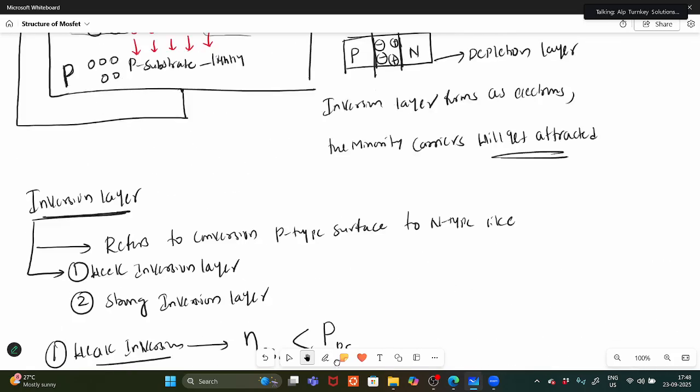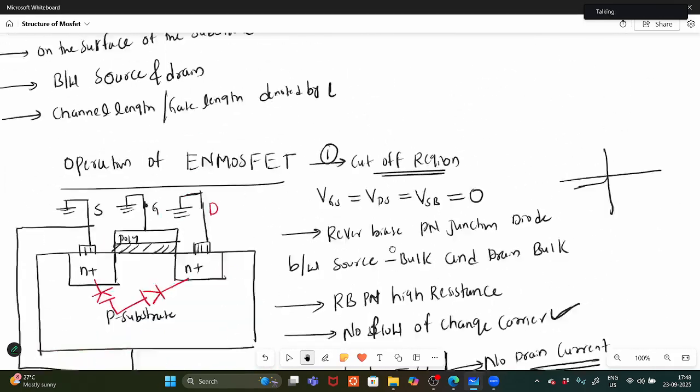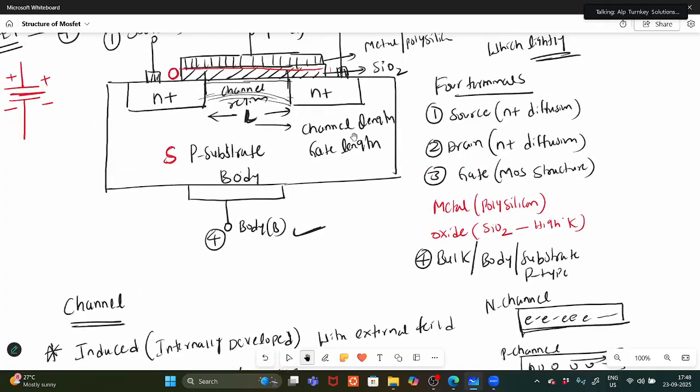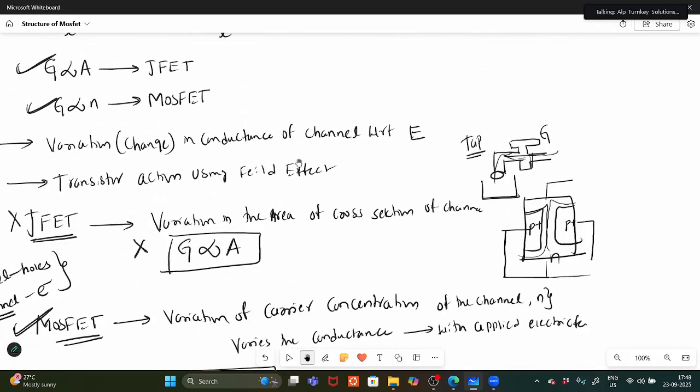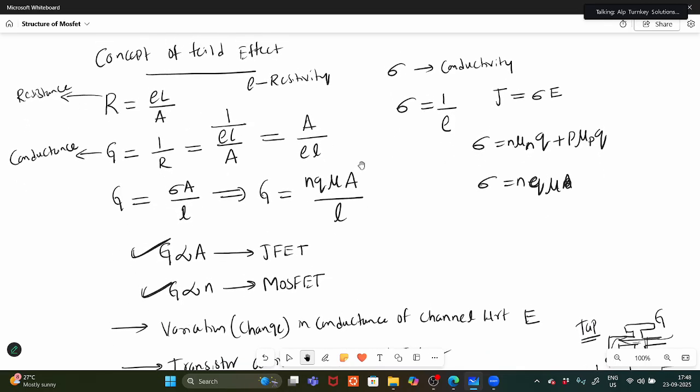So today we discussed this field effect. Electric field is nothing but what? In semiconductor physics, we already studied E equal to minus del V, you got it now. E equal to minus del V. Suppose this is a PN junction diode.